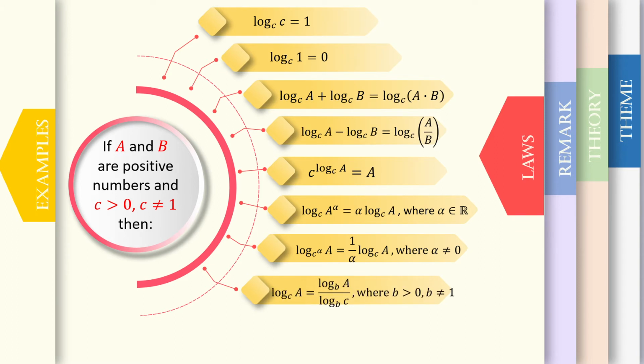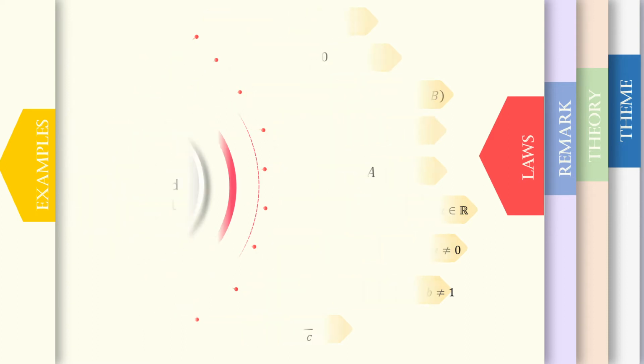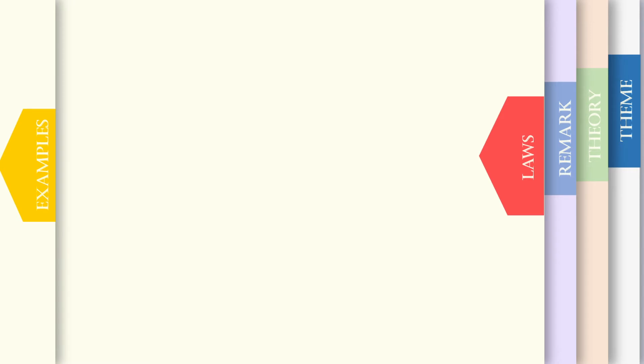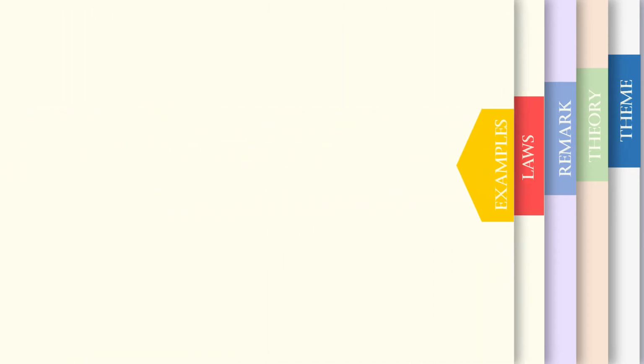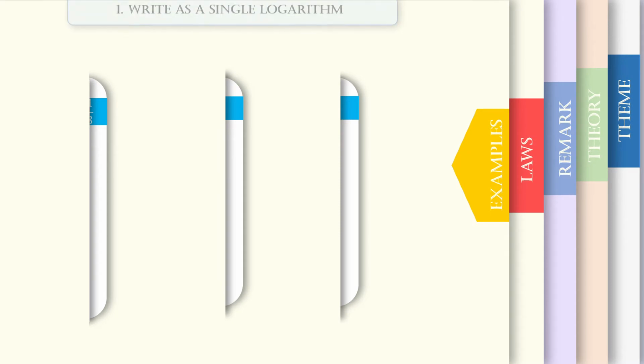Logarithm base c of a is equal to logarithm base b of a divided by logarithm base b of c, where b is more than 0 and b is different from 1. This property is also called in mathematics the change of base rule. From this property, the following property can be deduced. Logarithm base c of a is equal to 1 over the logarithm in base a of c. Next, let's see how to apply these laws of logarithms in some calculations.